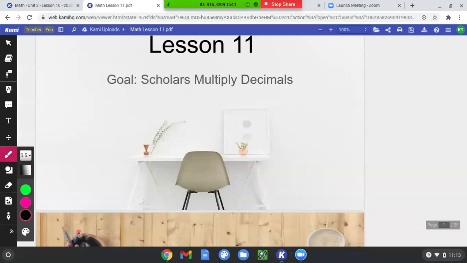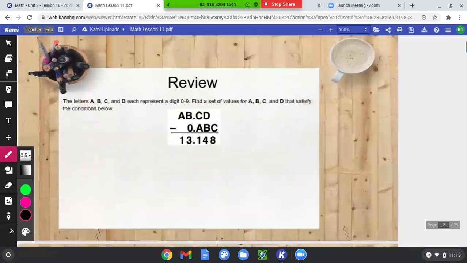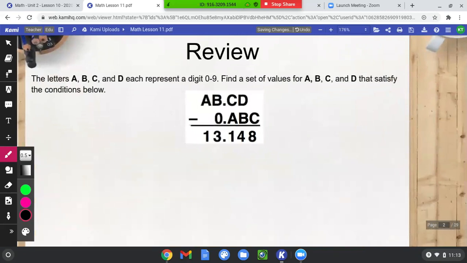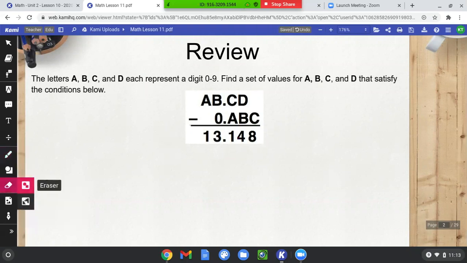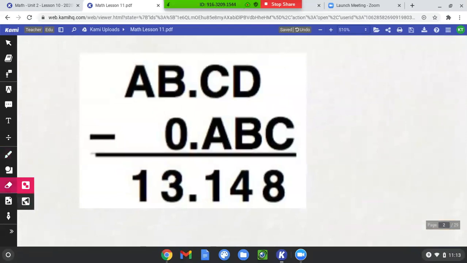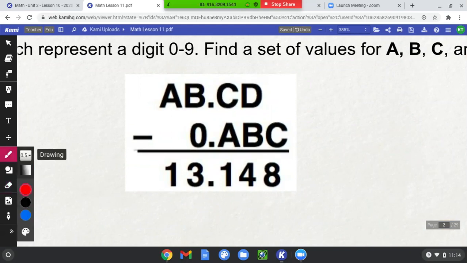Okay, so now we're going into lesson 7, continuing with multiplying with decimals. But before we do that, there is a fun activity here that I enjoyed immensely. Letters A, B, C, and D each represent a digit from 0 to 9. Find a set of values for A, B, C, and D that satisfy the conditions below. We are given that the final answer is 13 and 148 thousandths. But how can we figure it out? We need to figure out what A, B, C, and D equal. See if you can solve this on your own and then start the video when you're ready.